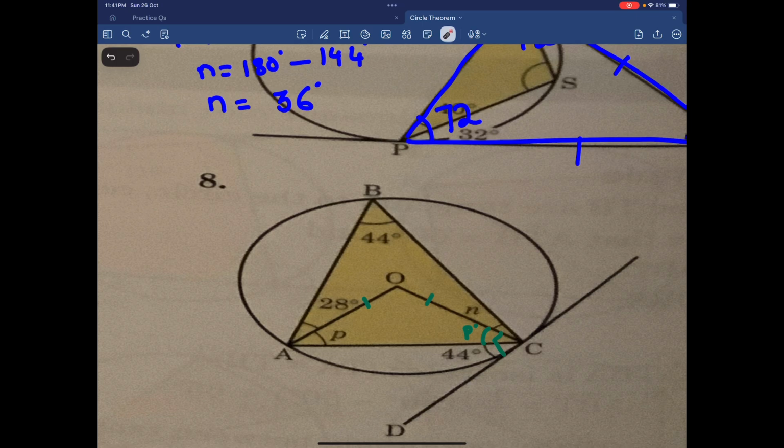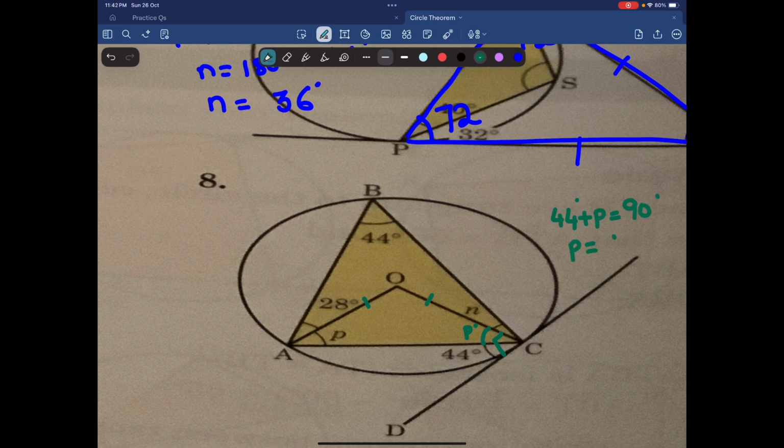But if you know some of the theorems that can be applied here, please feel free to do that. Okay, so what I'm going to do is try and solve this question using only the tangent properties that we've covered so far. We know that these two angles should add up to 90. So 44 degrees plus P should be equal to 90 degrees. So P is going to be 90 degrees minus 44 degrees, which gives you 46 degrees. So P is equal to 46 degrees.